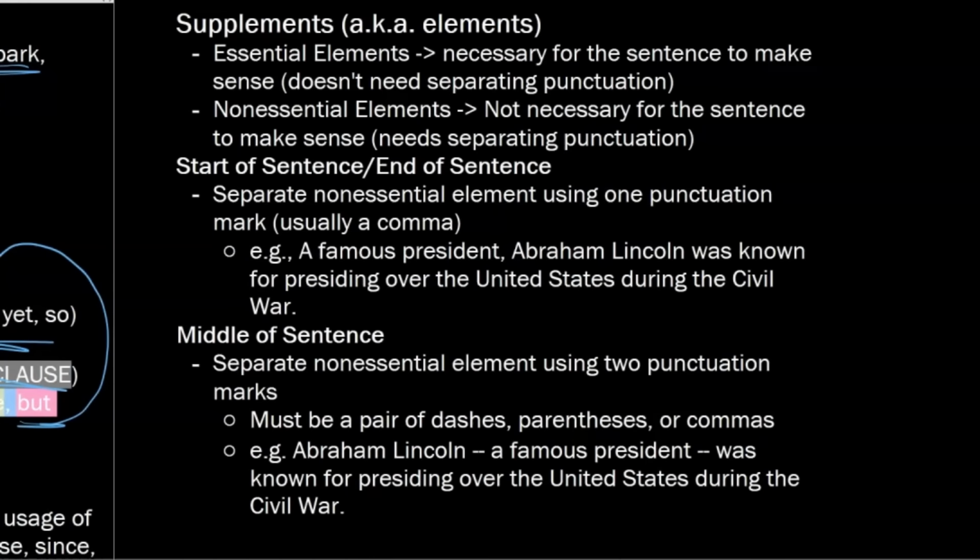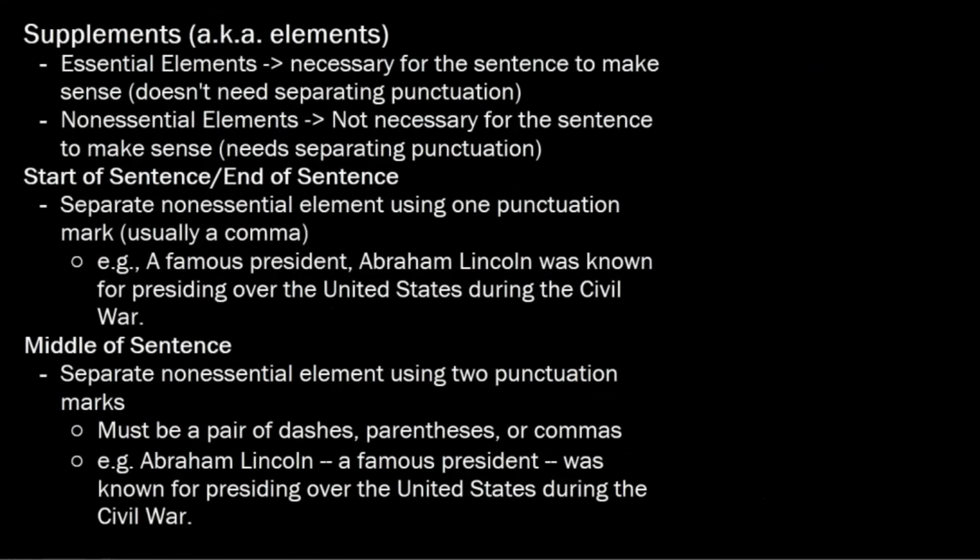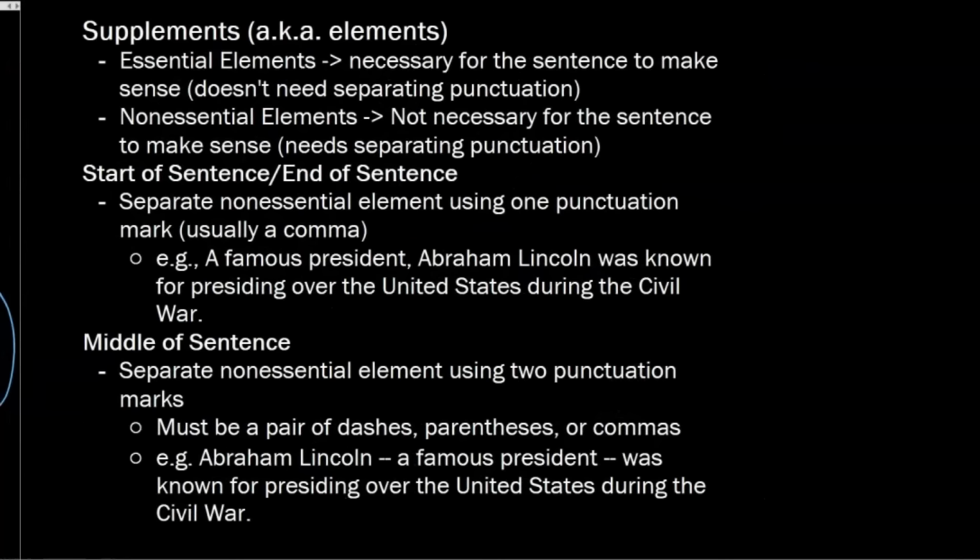Now we have supplements, or otherwise known as elements. Essential elements are necessary for the sentence to make sense, and they don't require any separating punctuation. A non-essential element is separated from the rest of the sentence by either a comma, or a pair of commas, a pair of dashes, or a pair of parentheses, right? And the sentence still makes sense when a non-essential element is not there. But if a sentence doesn't make sense when something is missing, it means there was an essential element.